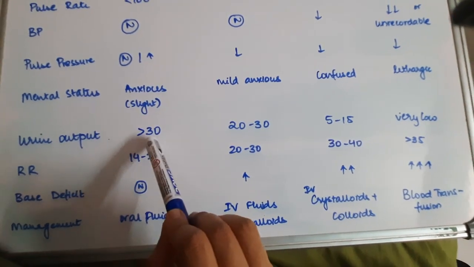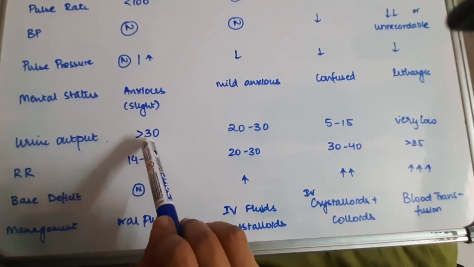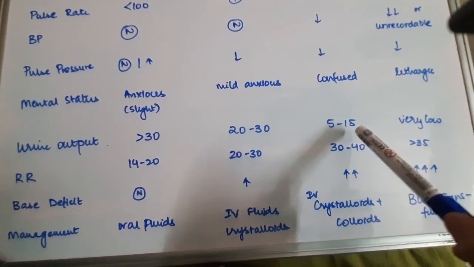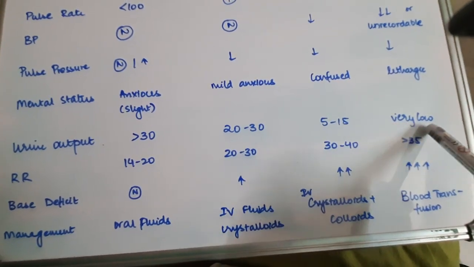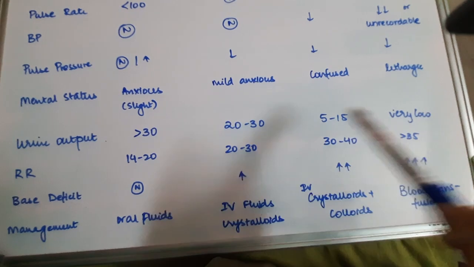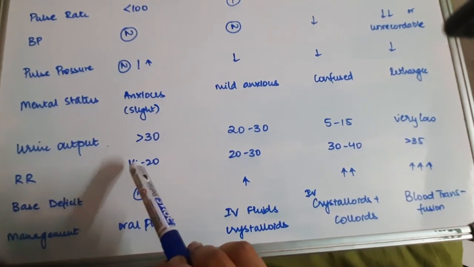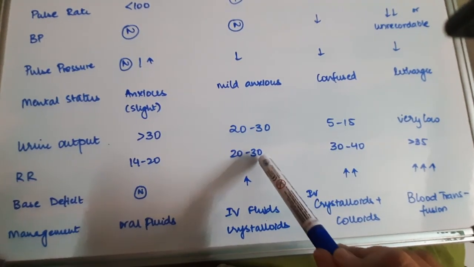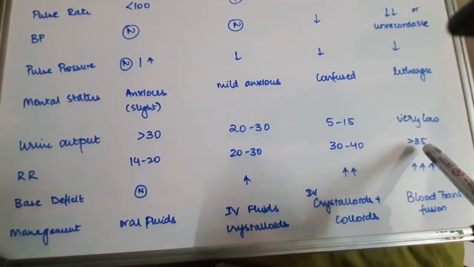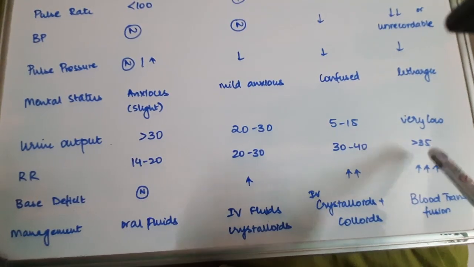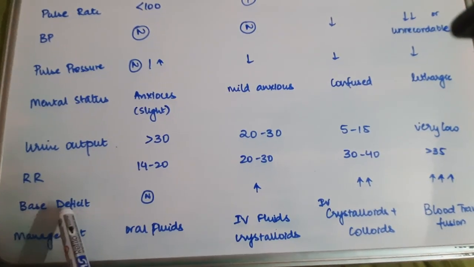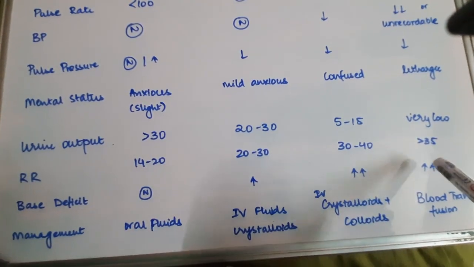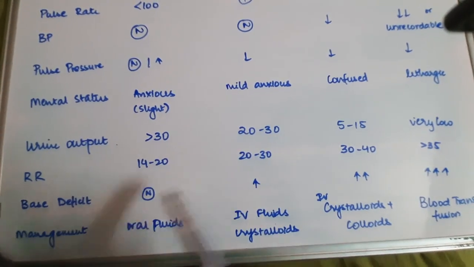Urine output of a patient is more or less normal in class 1. It starts to decrease in class 2 and by class 4 the urine output decreases to very low. Respiratory rate is a little raised in class 1 shock and it is severely raised in class 4 shock. It eventually keeps on increasing. The base deficit is normal in class 1 and it also increases by the time we get to class 4.